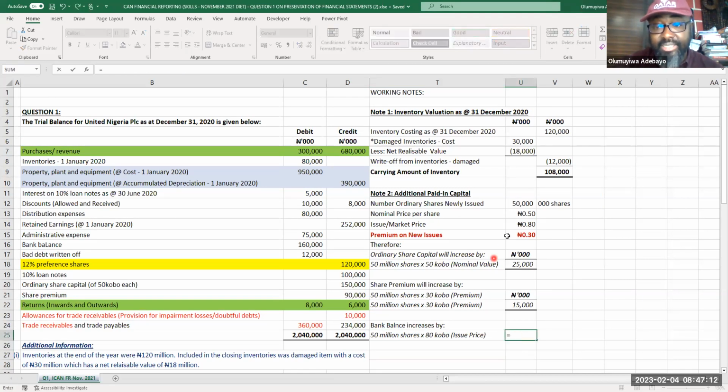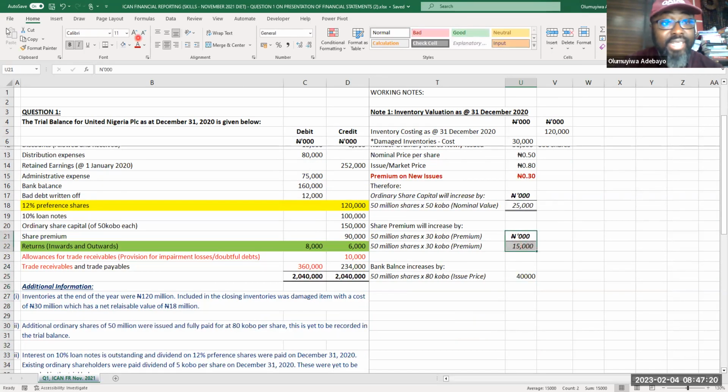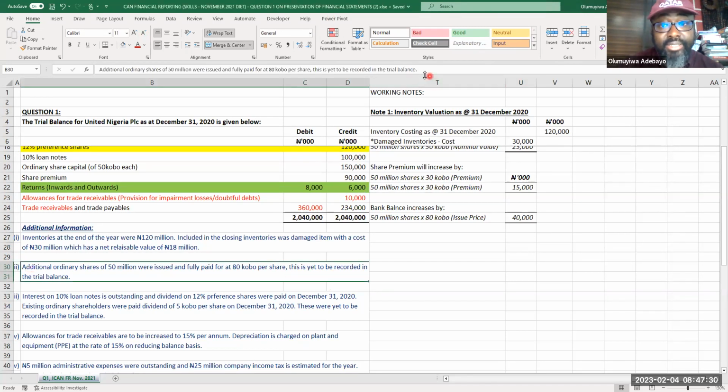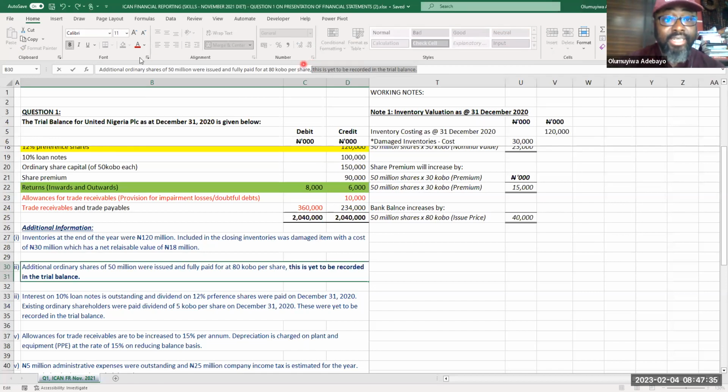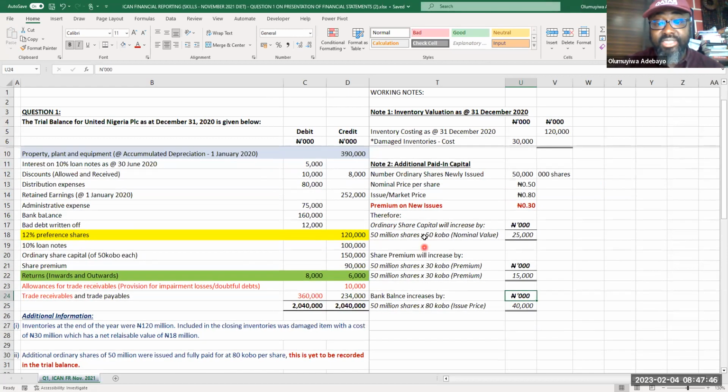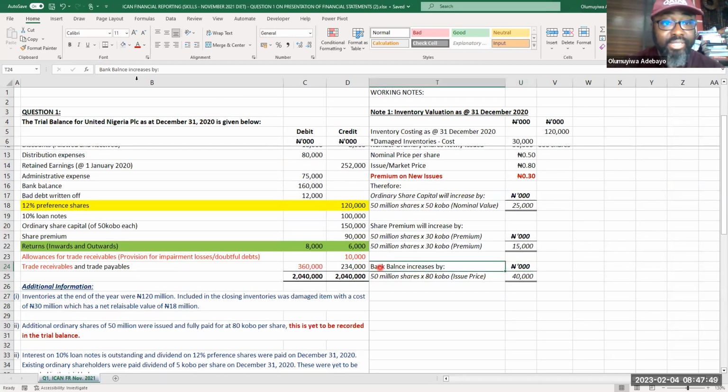And therefore, we can reflect that in our accounting entry. And why are we doing this? Because information we have at hand is that this has not been recorded. This is yet to be recorded. Let me highlight it in red. I'm bolding it. That's why we are reflecting it again as an adjustment. If it has been recorded, we won't be doing it again. Therefore, what is the accounting entry to pass? There has been increase in capital and there's a reduction in bank balance.